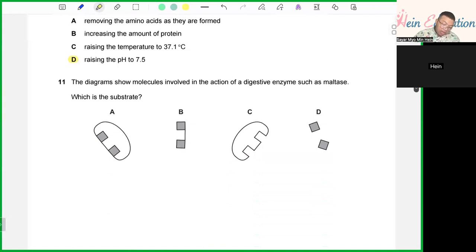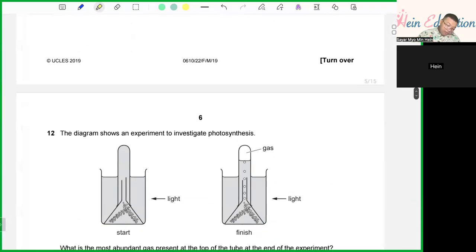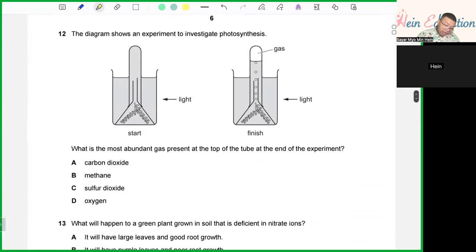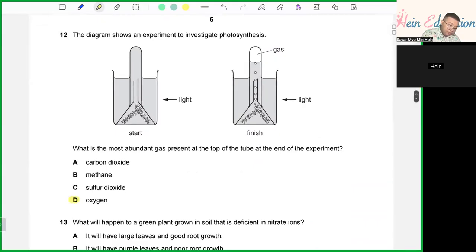Number 11, involved in digestive enzymes such as maltase. Which is the substrate? This is again very obvious. So that would be B, right? Enzyme, active site, substrate, and products. For number 12, it's an experiment about photosynthesis. If you remember the equation, photosynthesis produces oxygen gas. So the answer would be oxygen, and it is D.